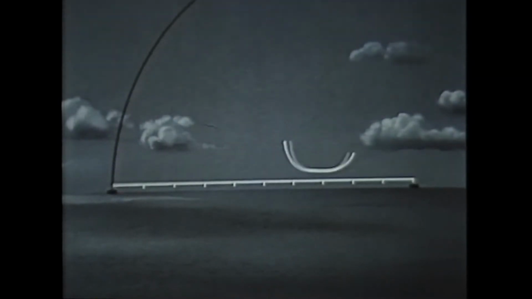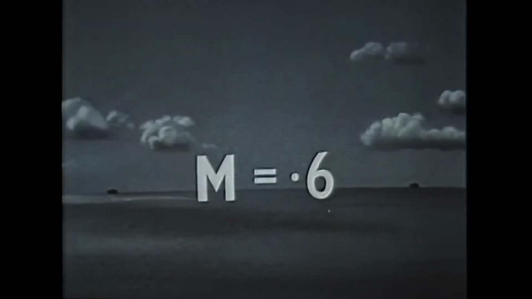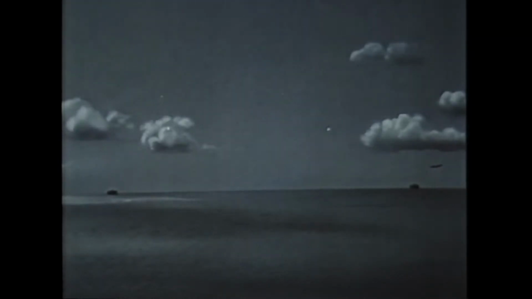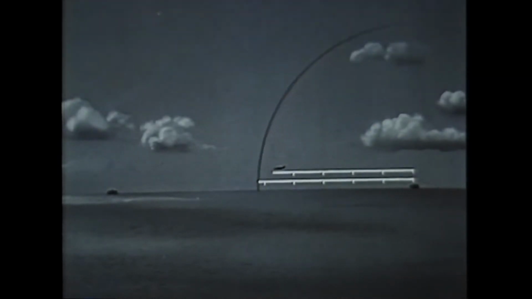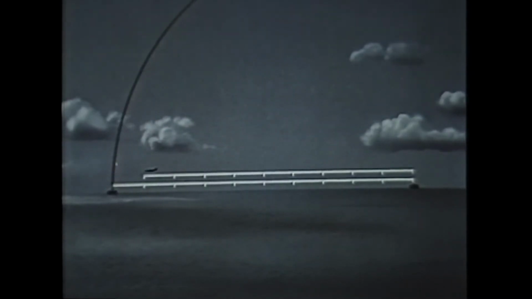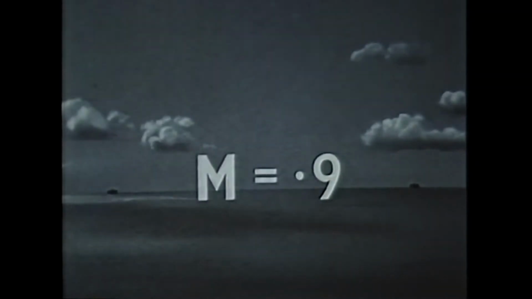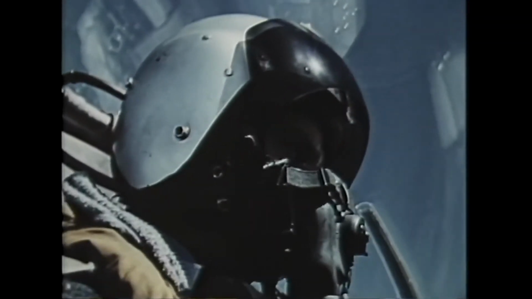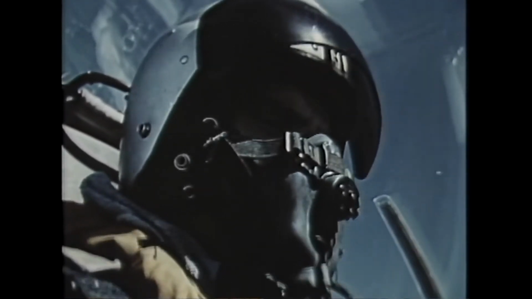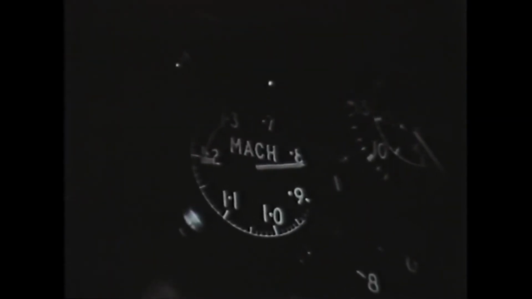This aircraft has flown 6/10 of a mile in the time the sound wave traveled 10/10 of a mile. It has flown at 6/10 of the speed of sound in the same atmospheric conditions. That is, it has flown at Mach 0.6. This aircraft is flying at Mach 0.9. At high speeds, it's essential for the pilot to know his Mach number, and Mach meters are fitted to all high-speed aircraft.